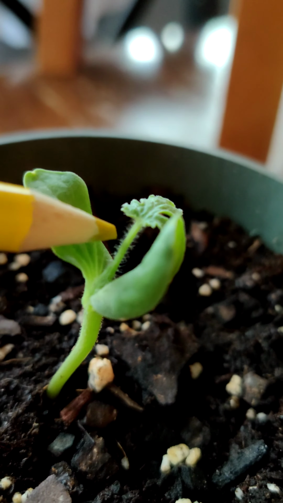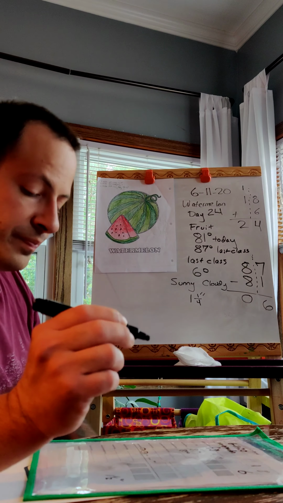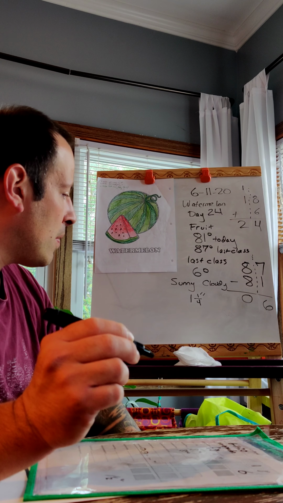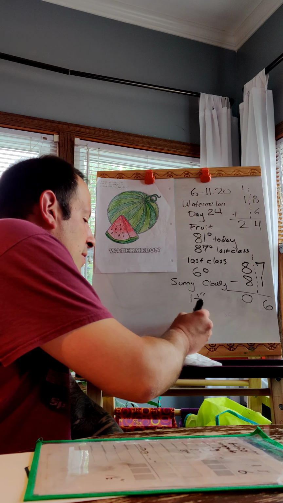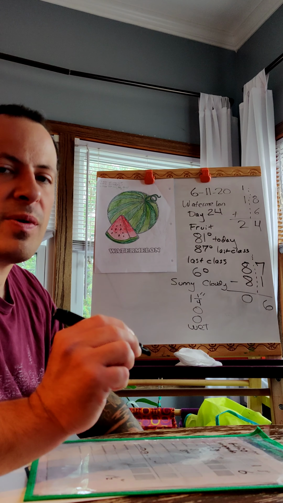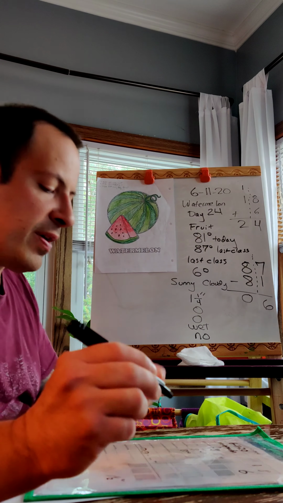So let's measure it. We're at 3 leaves right now. We're at 1 1/4 inches. So it's gonna look like this. 1 1/4 of an inch. Flowers, 0. We have 0 watermelon. The dirt is wet. So if it's wet, are we gonna water it? No. So you copy the information from here while I put it on here.